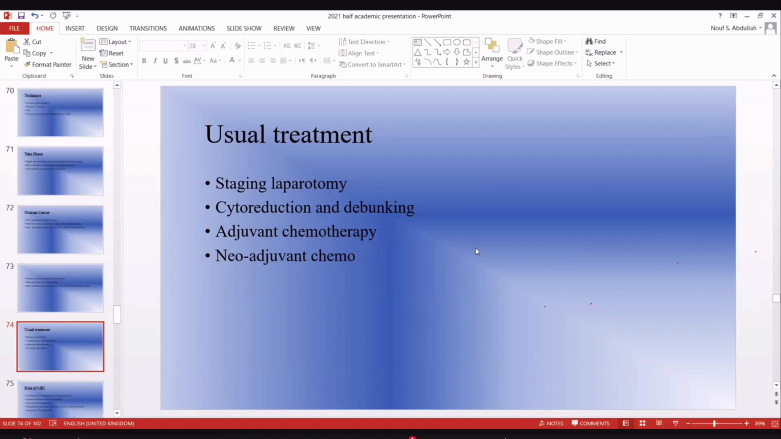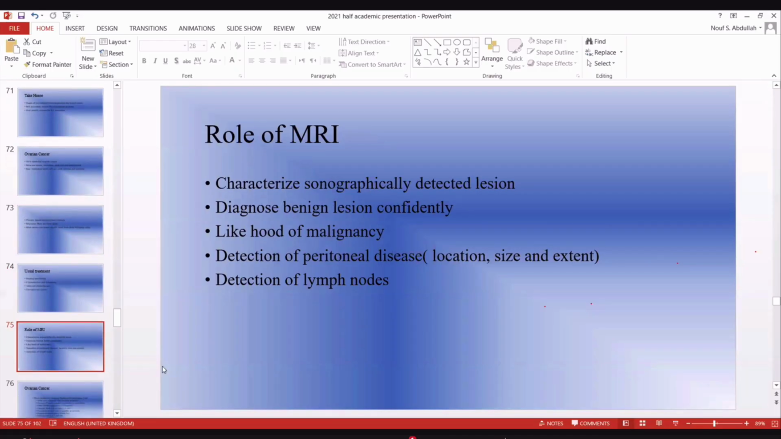They usually go for staging laparotomy with complete debulking. What does it mean, debulking? Debulking means they will go for hysterectomy, bilateral salpingo-oophorectomy, lymph node dissection, and resection of the omentum and the peritoneum. They might receive adjuvant chemotherapy. If the disease is significantly extensive, they might receive chemotherapy before the surgery, and then they go for surgery to do optimal reduction.